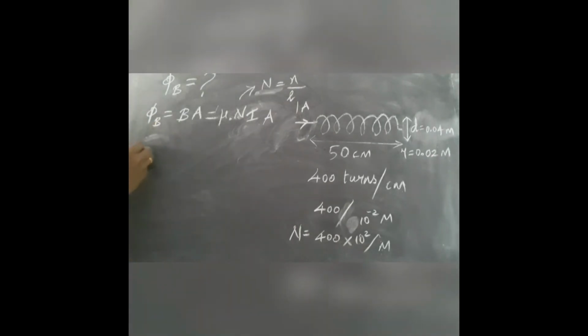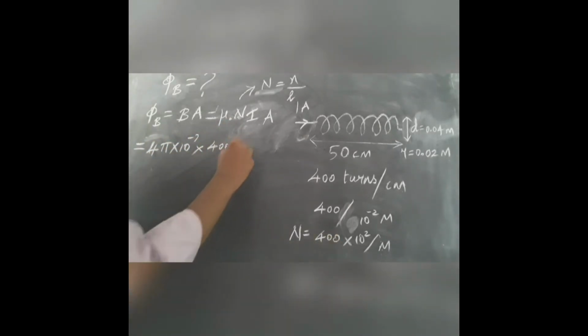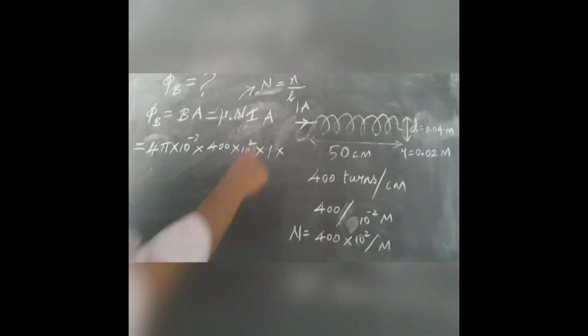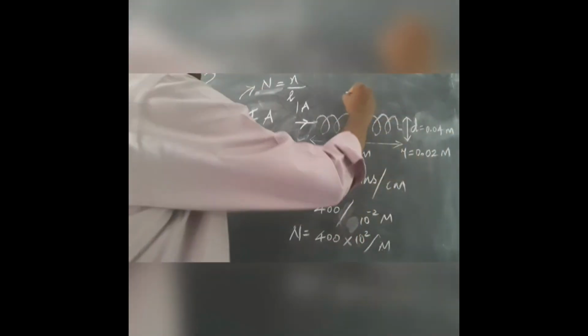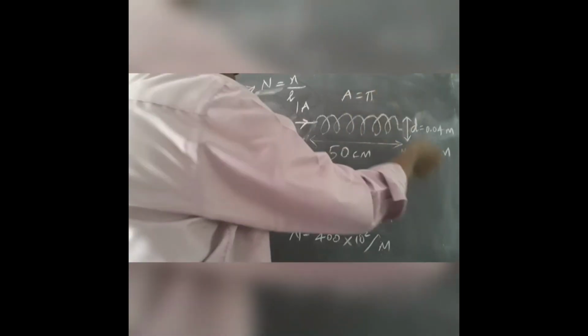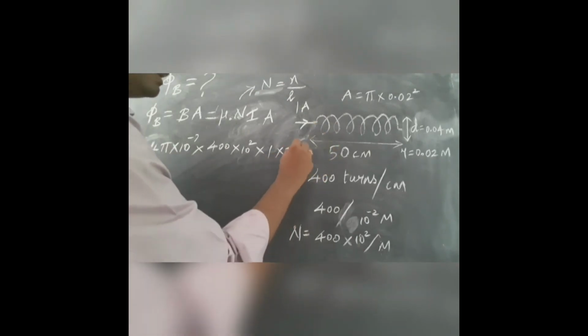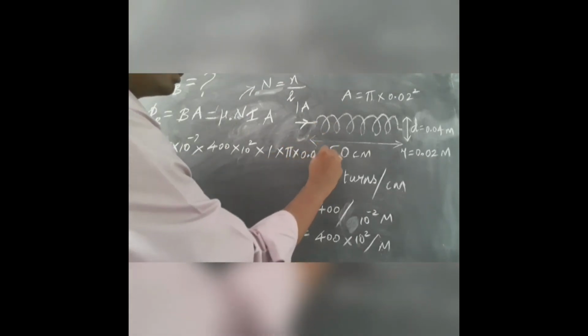Now known values can be substituted. What is the value of mu naught? 4 pi into 10 to the power of minus 7, into the n value we have found here, 400 into 10 to the power of 2. Current value is 1 ampere. A value, the cross sectional area of the solenoid, we have to find. Here it is a circular shape. So what is the area of the circle? Pi r square. Here r is 0.02, so you have to take the square. That value can be substituted here. Pi into 0.02, the whole square.